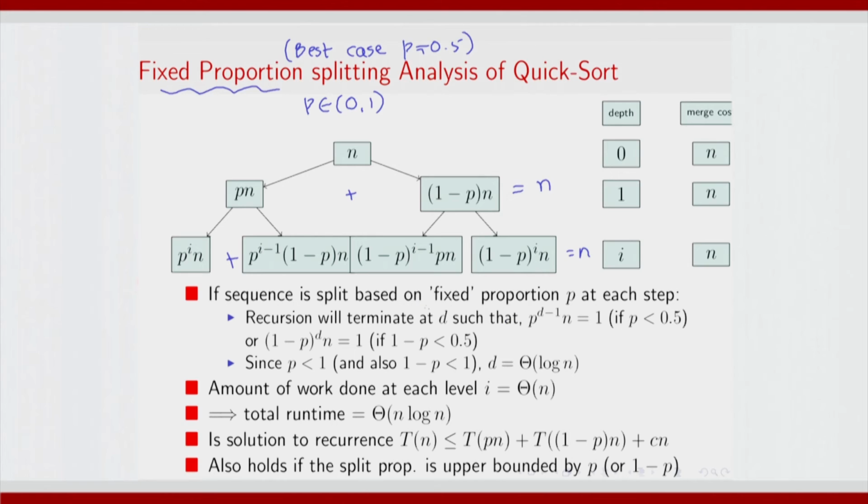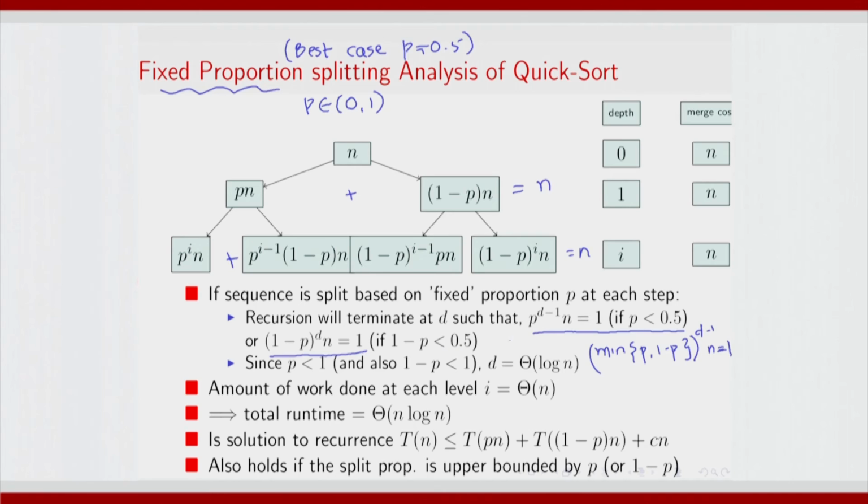So this sequence is split based on a fixed proportion at each step. This will go on to a depth d such that p raised to d times n is 1, or 1 minus p raised to d times n is 1. We will only consider the extreme cases. The first case is when p is less than 0.5, so we are concerned with the min of p and 1 minus p. So the termination is basically when min of p and 1 minus p raised to d minus 1 times n equals 1.